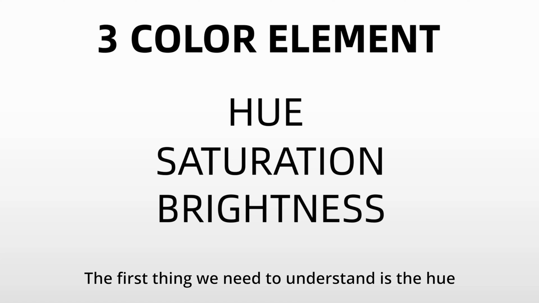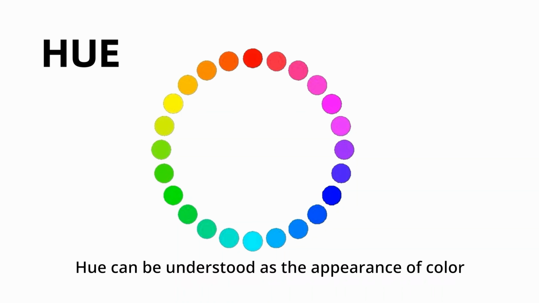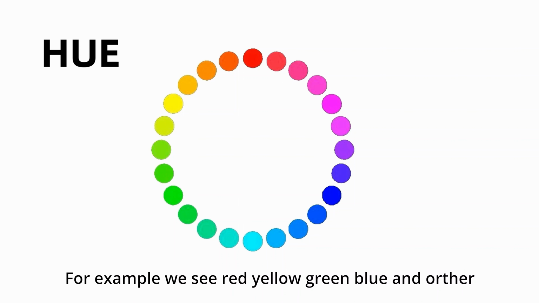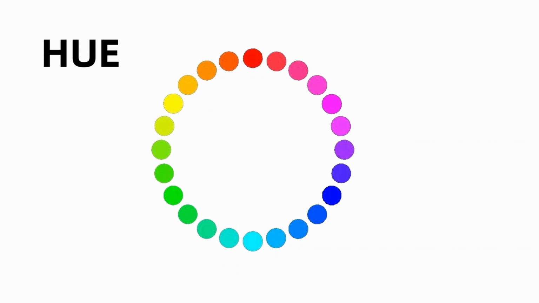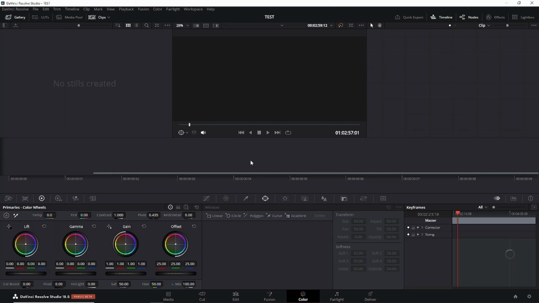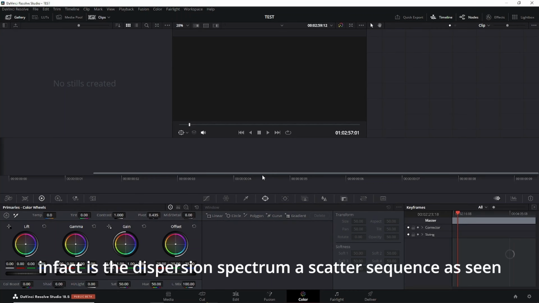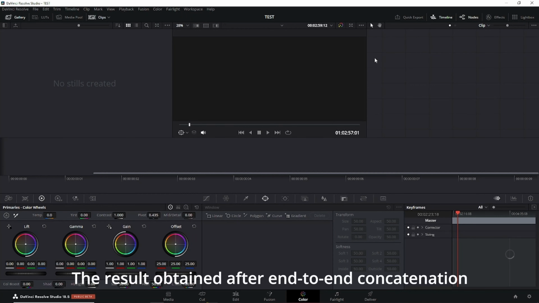The first thing we need to understand is the hue. Hue can be understood as the appearance of color. For example, we see red, yellow, green, blue, and others. And in DaVinci, the color wheel we use is in fact the dispersion spectrum, a scatter sequence as seen, the result of the spectrum after end-to-end consolidation.